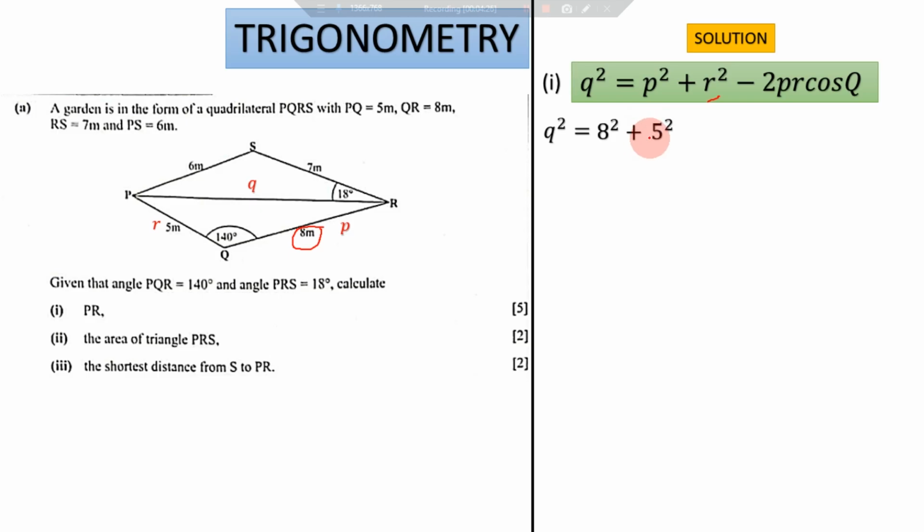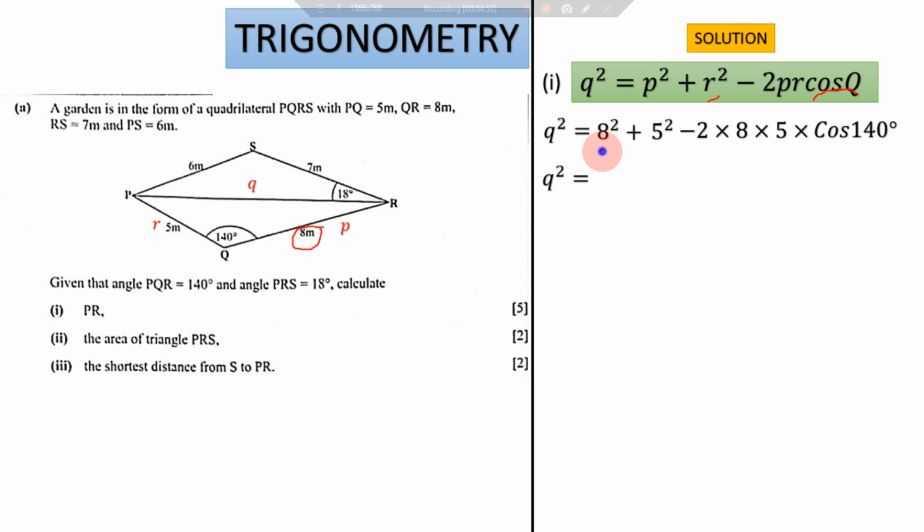So 5 squared. Then here 2PR, meaning 2 times P times R, so it will be negative 2 times 8 times 5. Then cos Q. Q is the angle. Capital letter Q there is the angle 140. So cos 140. From here, we are going to start simplifying. Please do not skip a step here. This is a 5-mark question.